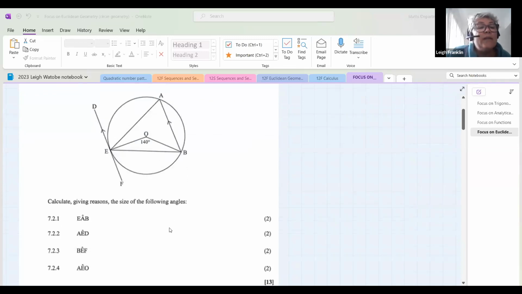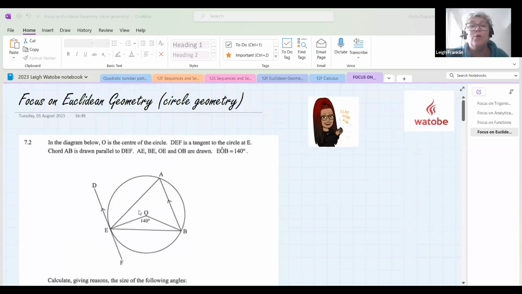Let's have a look at what it says here. So when you are doing Euclidean geometry questions, grade 11s and grade 12s, the most important thing to do is read the information that you have been given first. Sometimes everything that they give you is already on the diagram, but sometimes it isn't. So if you don't read the information, you might miss out on a few important bits and pieces.